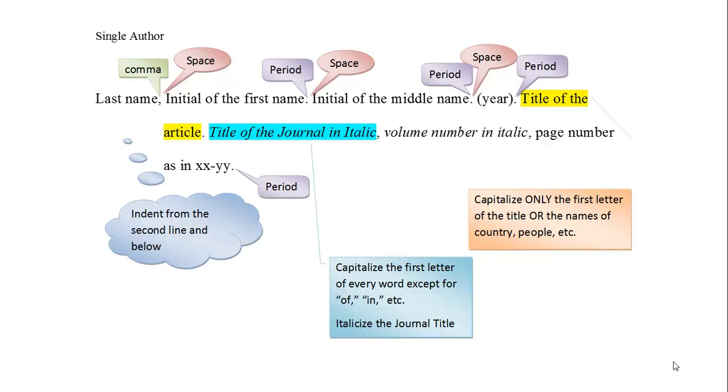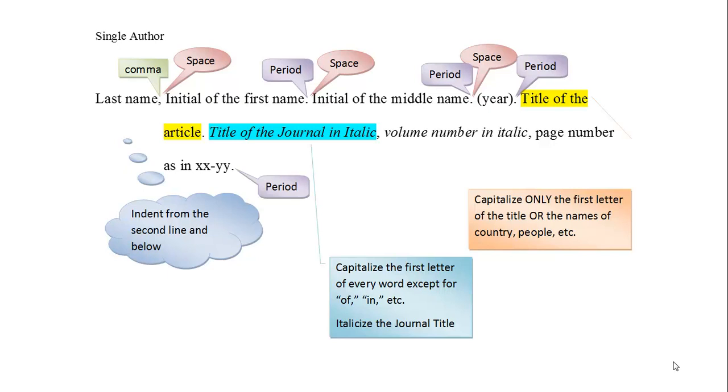You can see that it's not capitalized or quoted or anything like that. It's just the title of the article, a period, a space, then the title of the journal in italics, then the volume number in italics after a comma from the journal article title, then another comma, and the page number as in XX-YY, and then a period. Make sure that you indent from the second line and below, and that you capitalize the first letter of every word except for of, in, etc.